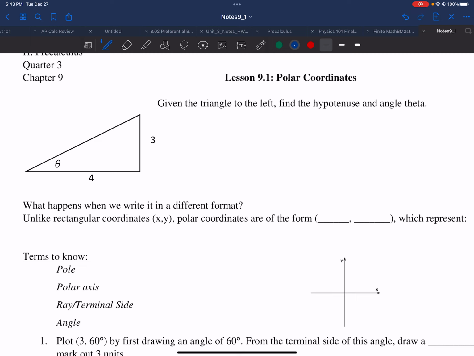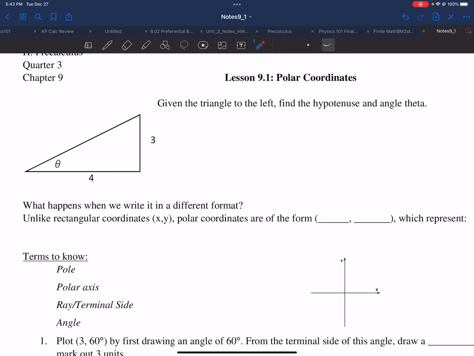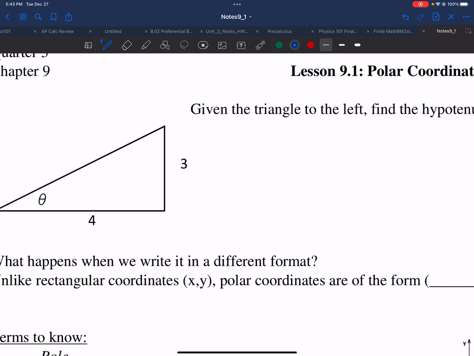So diving into lesson 9.1, we're going to put our focus right now on this triangle that's over here to the left. Some of you may notice I have my normal angle labeled as theta, and then I have two sides of my triangle, and this says to find the hypotenuse and the angle theta, which is this angle right here. Okay, so there's a couple things I could do.